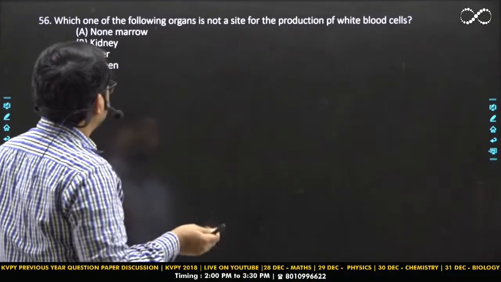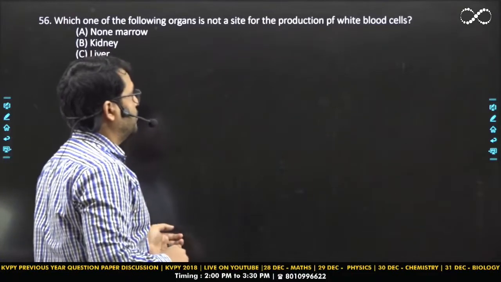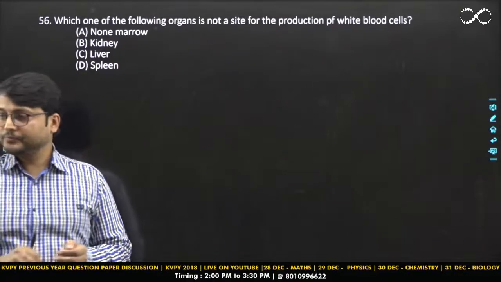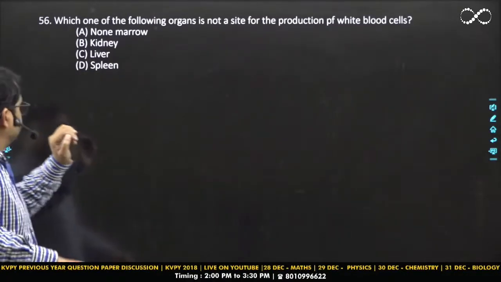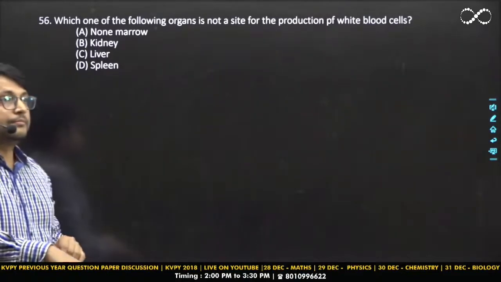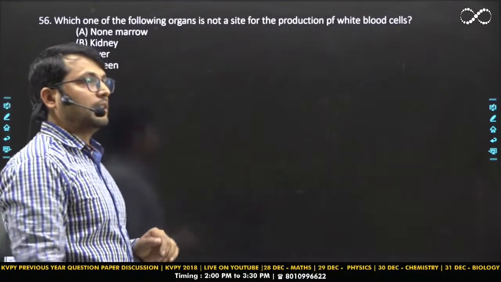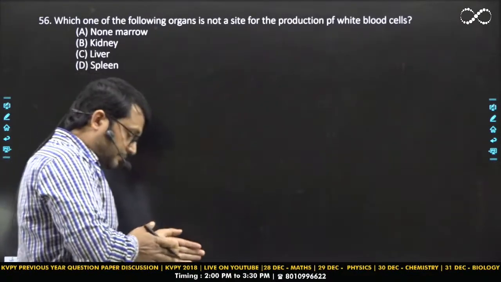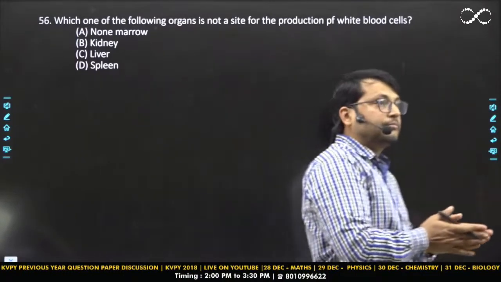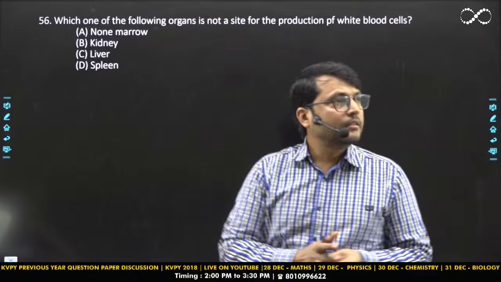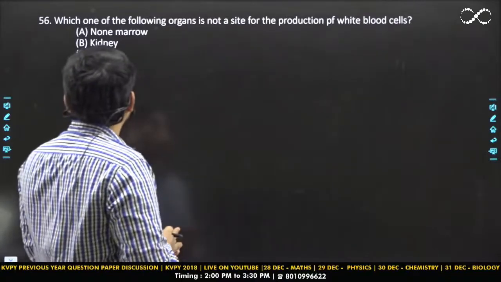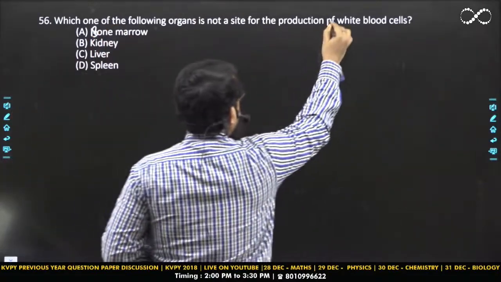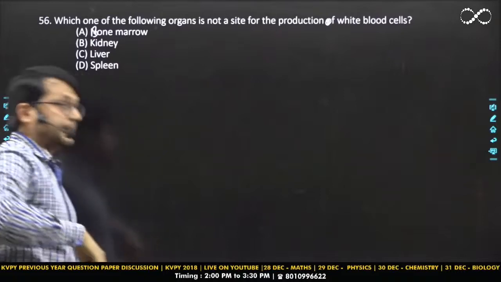Now this question is, which one of the following organs is not a site for the production of white blood cells? Okay, what should be the correct option here? Now this is a tricky question. What should be the correct option? Option B. Akhil is saying option number B, that is kidney. Okay. Any other? Akhil, A is bone marrow. Yeah, A is bone marrow. Yeah, there is a spelling mistake. It is bone marrow. Bone marrow, correct.